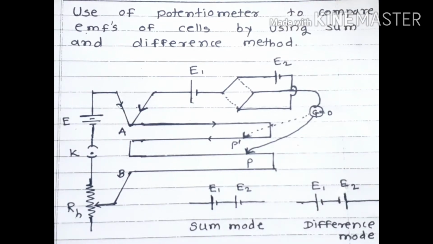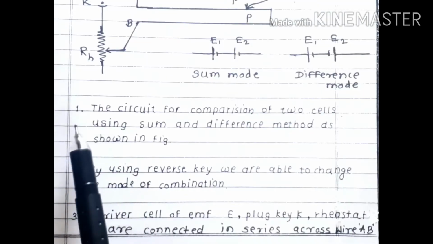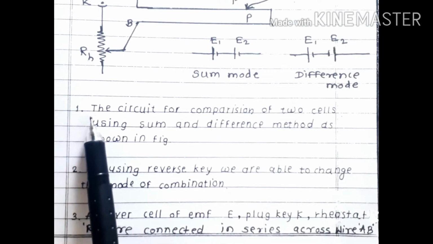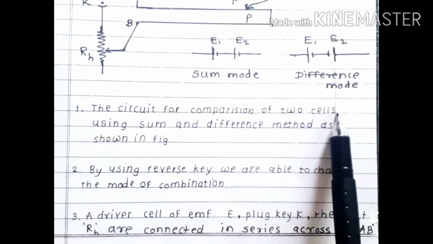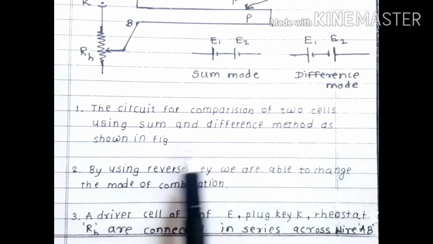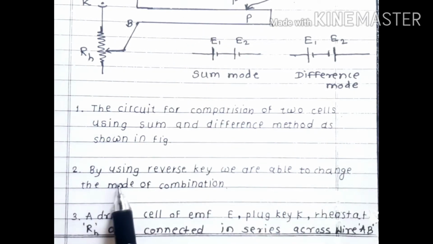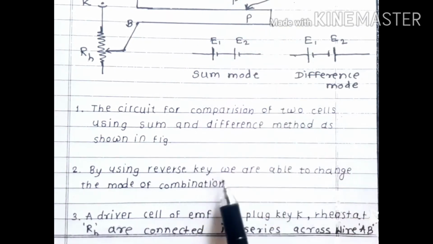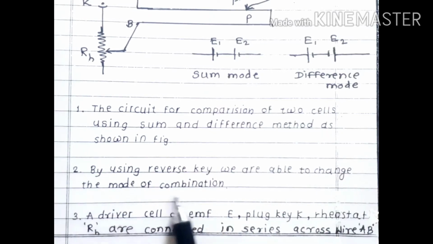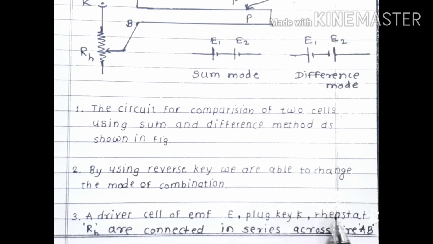This is the construction. These are some points related to construction. The circuit for comparison of two cells using the sum and difference method is as shown in the figure. By using the reverse key, we are able to change the mode of combination. A driver cell of EMF E, plug K, and rheostat RH are connected in series across the wire AB.